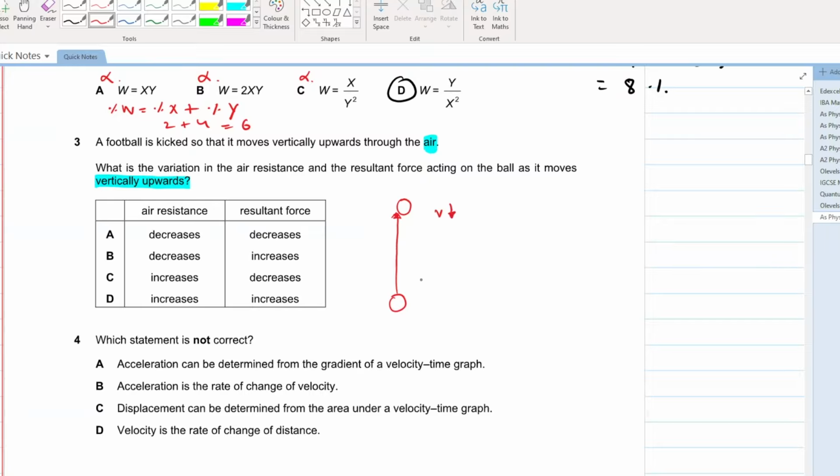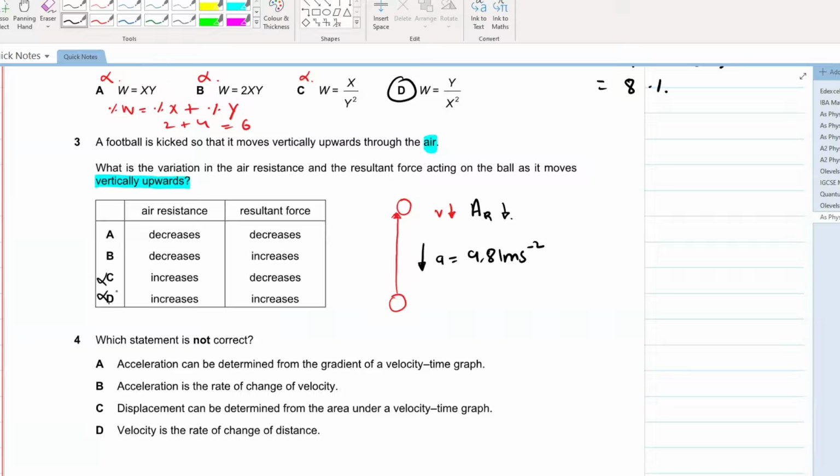Why is that the case? Because acceleration due to gravity is acting downward like this. a is equal to 9.81 m s minus 2. Acceleration is acting downward. So your velocity is decreasing. As velocity decreases, air resistance should decrease. So C and D will not be your options. Either A can be your option or B can be your option.